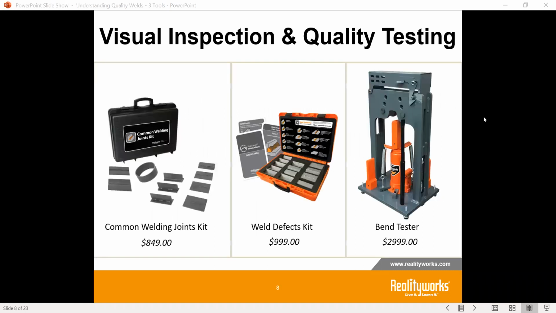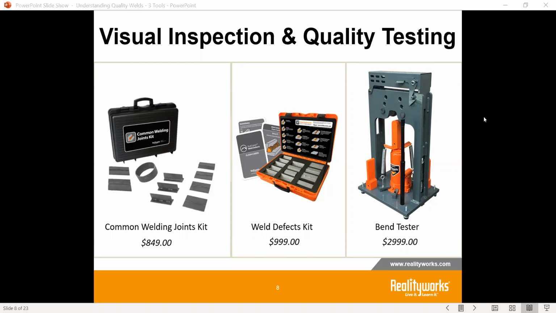So we're going to get into these three different products, really focusing on the first two. Our Common Welding Joints Kit is a visual inspection tool that helps students understand the welds they do, how to inspect them, what to do about them, and what to be aware of when doing their practice welds. The Weld Defect Kit focuses on, if you do have a defect, how to understand what defect it is, and then how to change it by changing your technique or your machine settings.